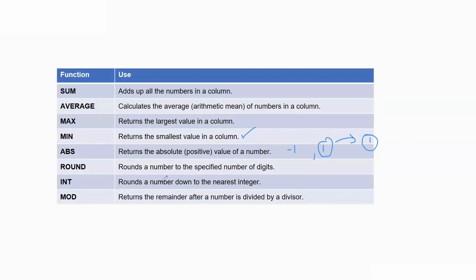Then we have the round function, which would be used to round any number. So let's say if you are having a value of 98.33, if you want to round it to only one digit, it would remove the 3 over here and it would return the value as 98.3.